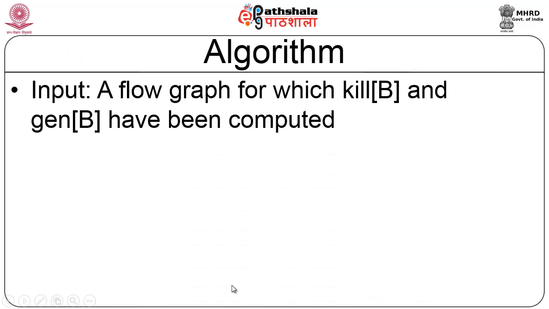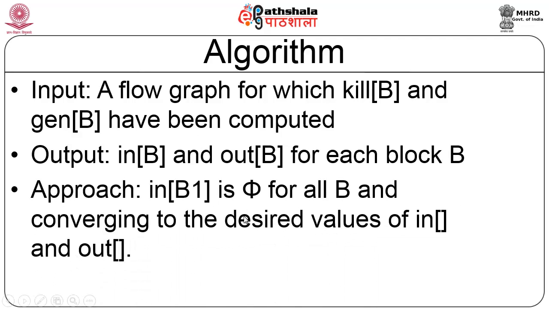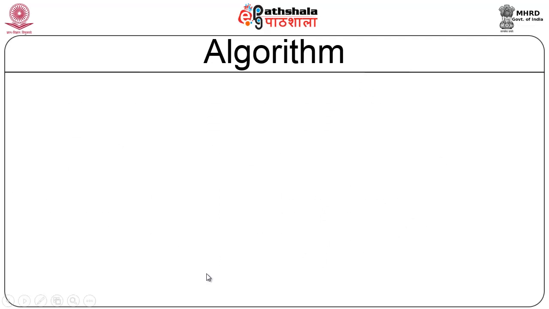So, the algorithm here: your input will be a flow graph for which kill of B and gen of B have been computed. We have already computed gen of B and kill of B in the previous module, where we looked at statement by statement. We will do the same thing in the context of basic blocks, that is your input, and the output will be in and out of every block. The approach is that the in of basic block B1 is assumed to be null, and is null for all blocks, converging to the desired values of in and out. So, what do we do here?